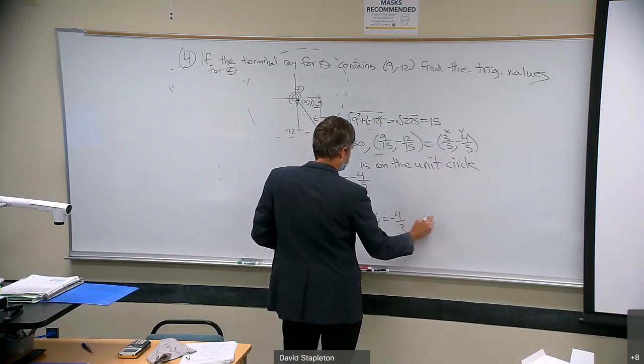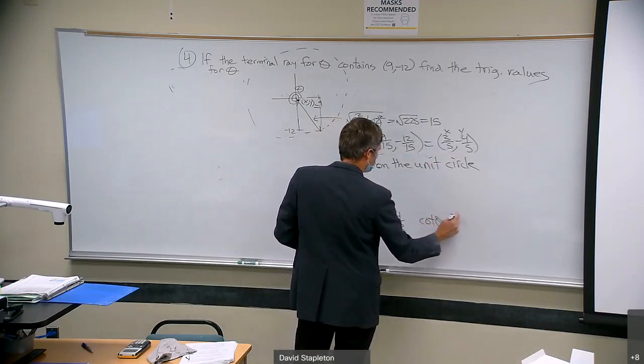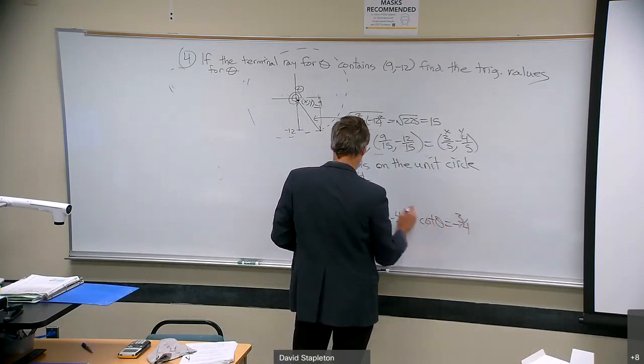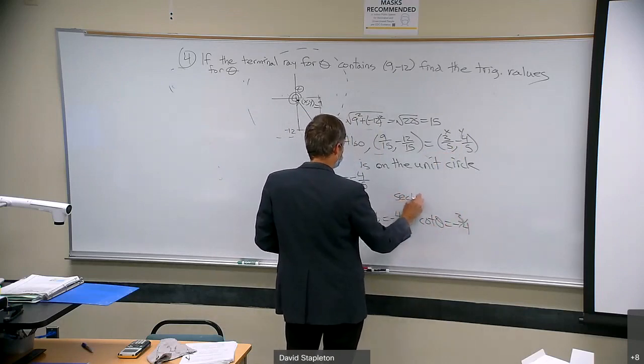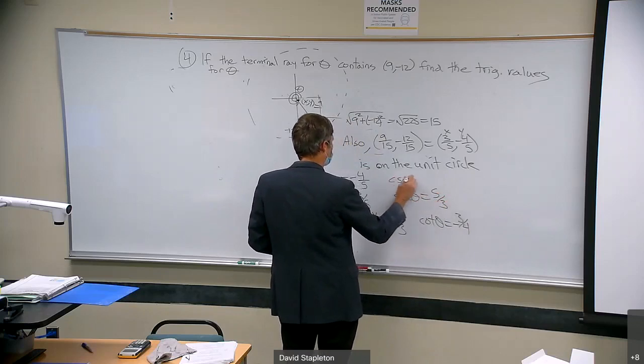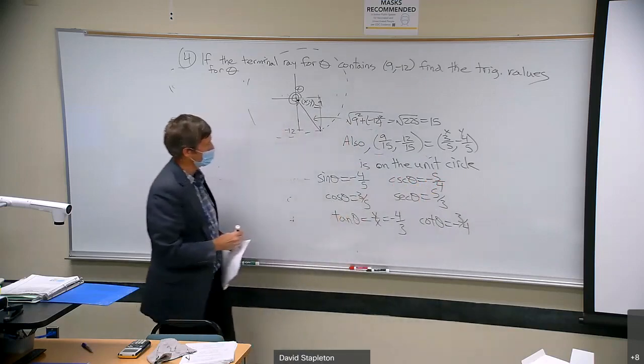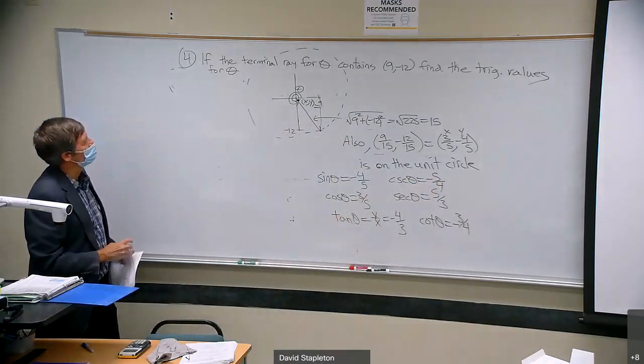Cotangent theta is then its reciprocal, minus 3/4. Oops. Secant is the reciprocal of cosine, 5/3. Just turn all these things upside down. And cosecant is minus 5/4, this one upside down. So that was that one.